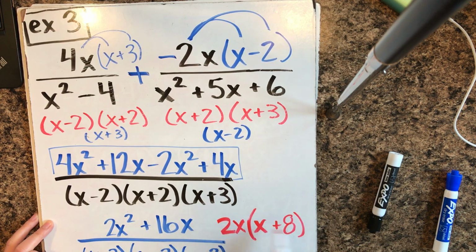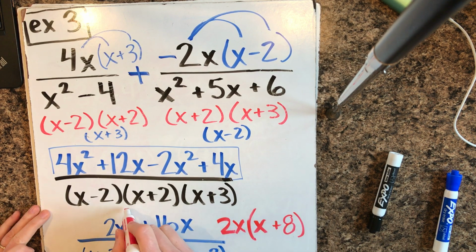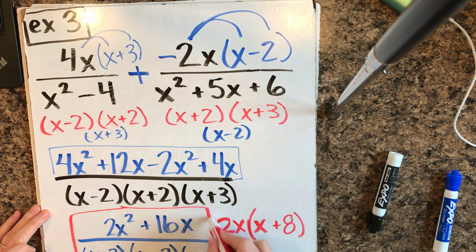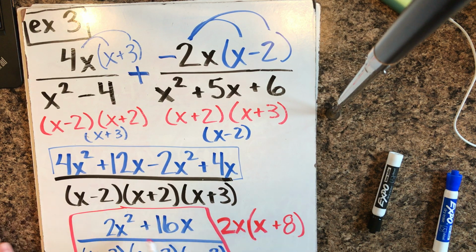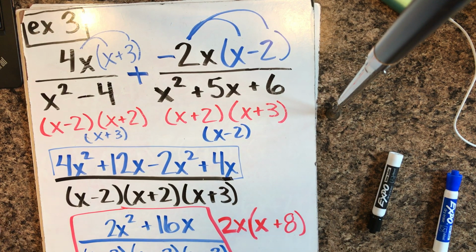Okay, this would only be helpful if I had a plain 2 down here, a plain x down here, or I had the entire factor of x plus 8. But since that does not match up, I've got my final answer right here. If you want to put this on top instead of 2x squared plus 16x, it's accurate. Okay, either way is fine.